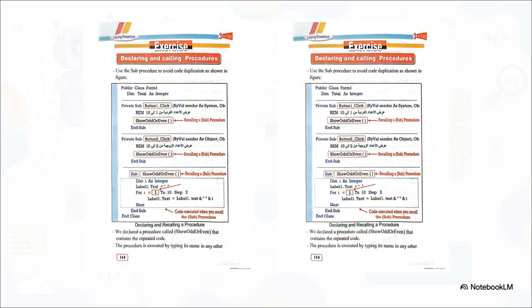Now let's peek behind the curtain at the code for these buttons. Don't worry about the tiny details. Just look at the overall shape. The chunk of code on the left for the odd numbers looks almost exactly like the code on the right for the even numbers. I mean, it's pretty much a carbon copy. And that is the problem we need to solve.